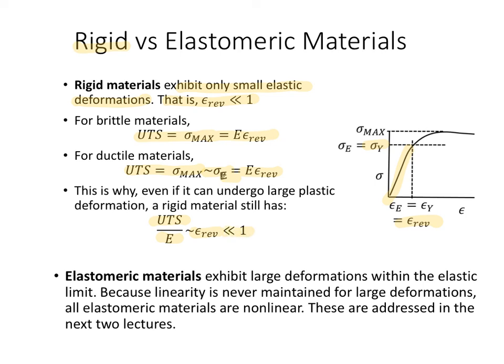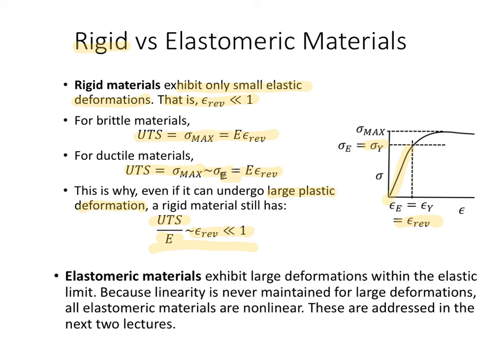So this is why, even if they can undergo large plastic deformations, that is, even ductile materials still have this relationship of the ultimate tensile stress divided by the Young's modulus being much less than 1, a fact we used when we talked about deformations of pressure vessels.